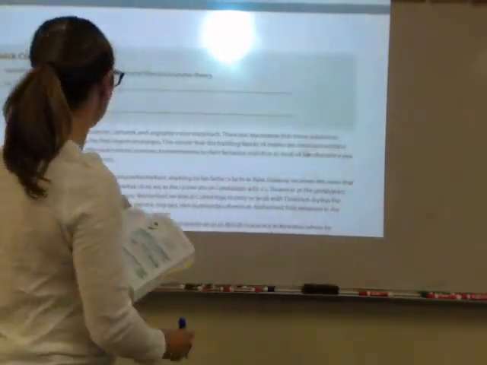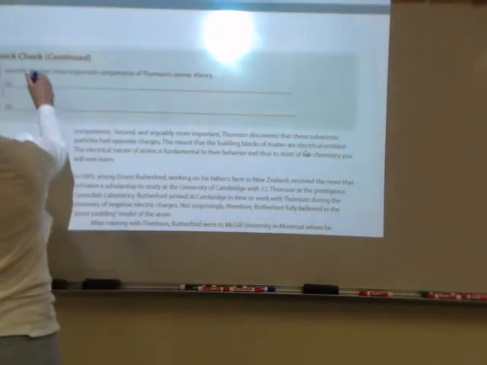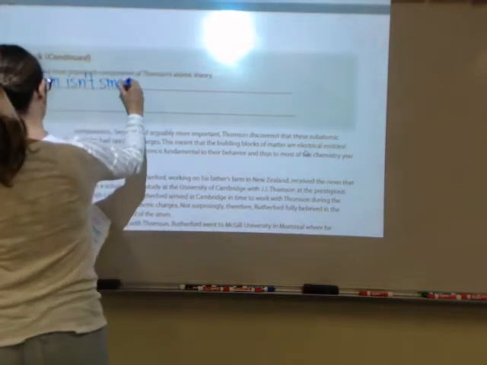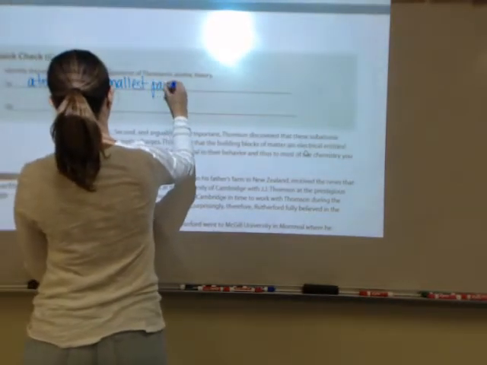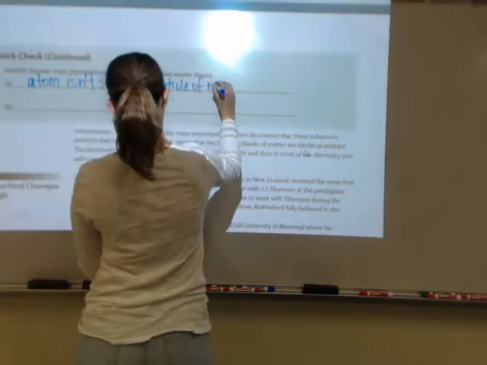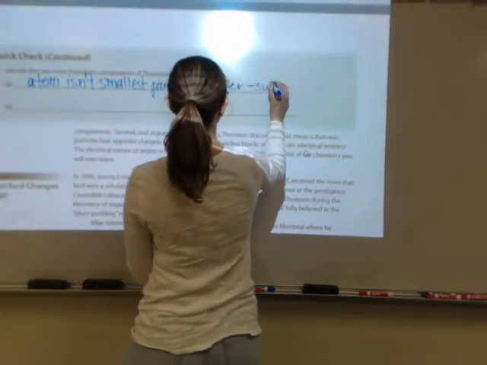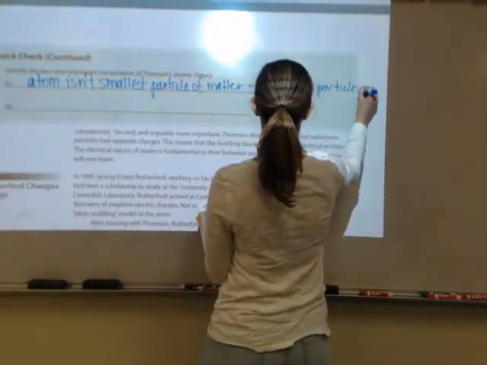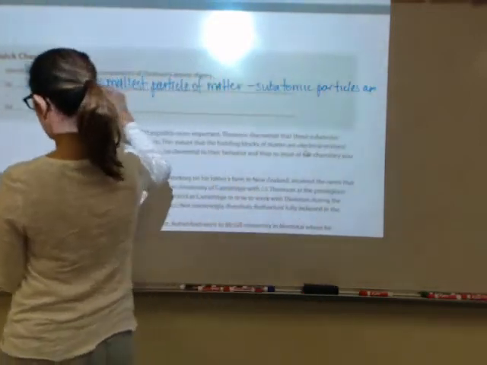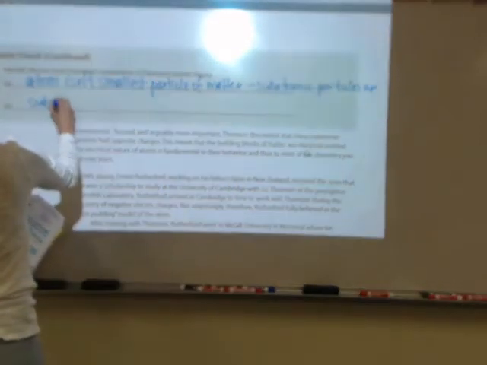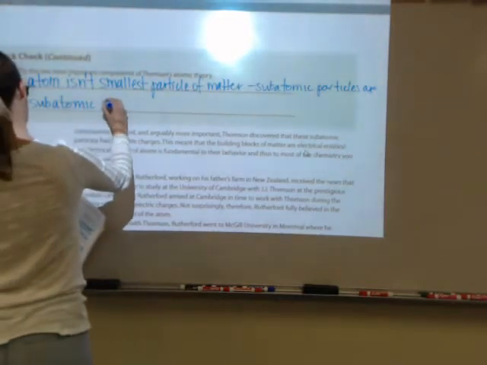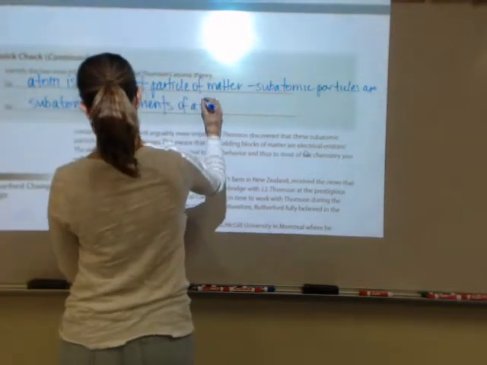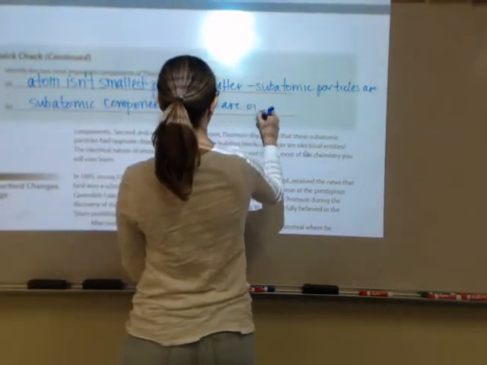Identify the two most important components of Thomson's atomic theory. Well, the atom isn't the smallest particle of matter. Subatomic particles are. And letter B, subatomic components of an atom are oppositely charged.